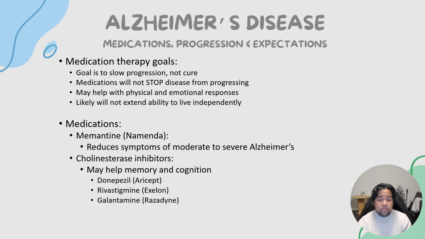The medications that I want to go over right now: memantine, so Namenda. This reduces the symptoms of moderate to severe Alzheimer's. And then cholinesterase inhibitors. I listed some of the drugs here, and these help with memory and cognition. Aricept, I'm very familiar with. Exelon, I know. I've not really given a lot of rivastigmine, but for the most part, these cholinesterase inhibitors do help with memory and cognition, okay?